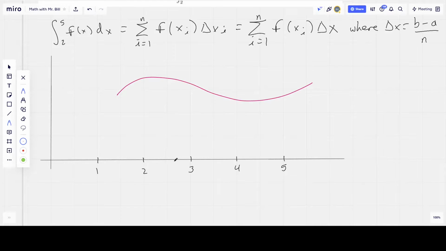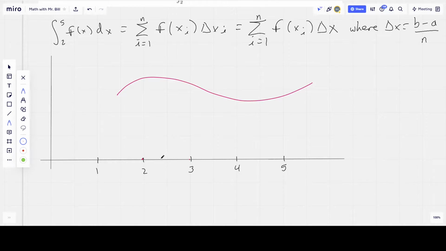And now our task is twofold. We need to come up with where the rectangles are going to be. How far do they go out? Do they go from 2 to 3, or do they go from 2 to 2.5, or whatever it is? And then to figure out our x sub i values, the values that we're going to use to figure out the height of each of our rectangles.